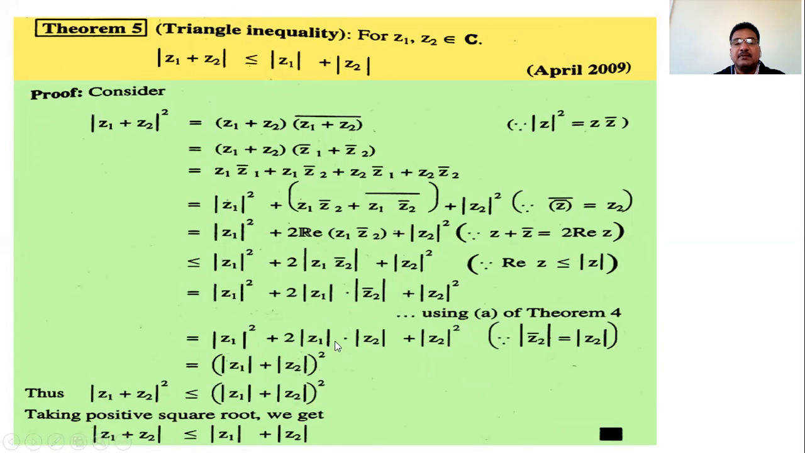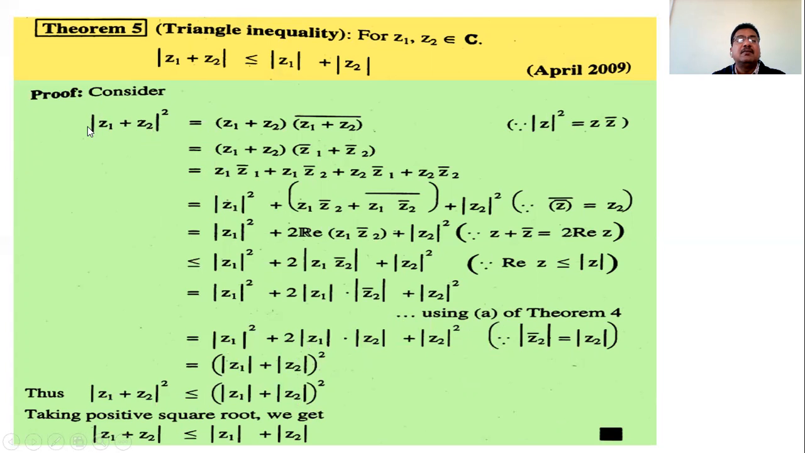Then it equals 2|z1||z̄2|, because |z̄2| and |z2| are both the same. |z̄| and |z| are the same. So |z̄2| is replaced by |z2|, and this is the square of the bracket (|z1| + |z2|)², because (a + b)² is what? a² + 2ab + b².